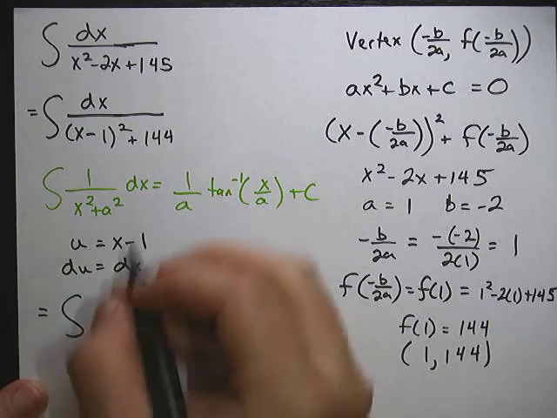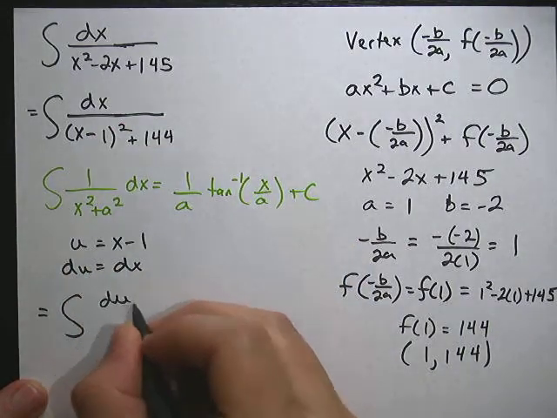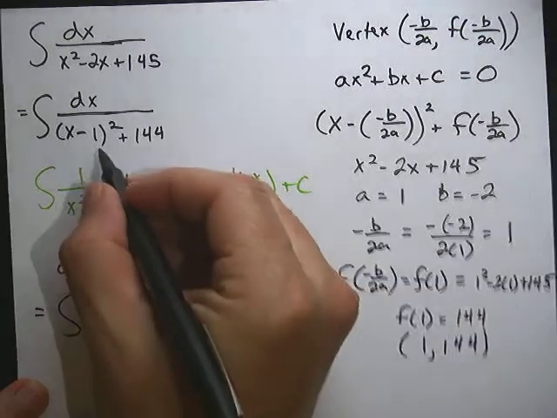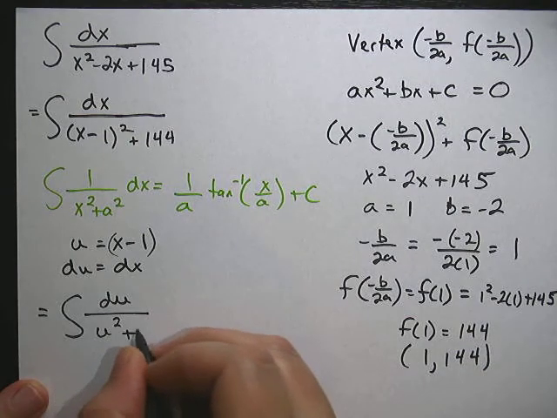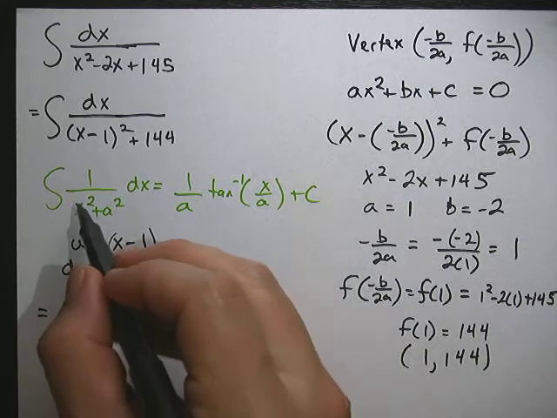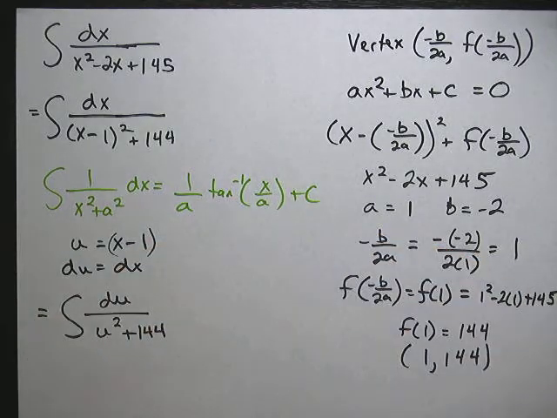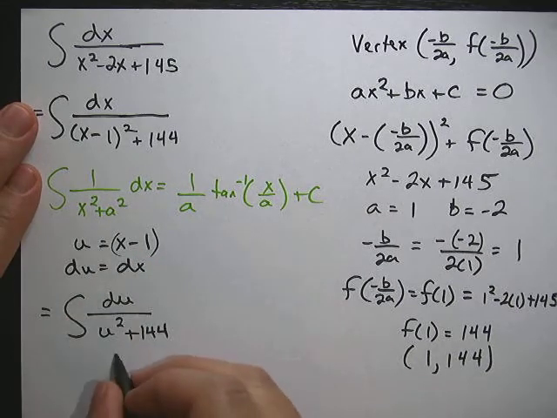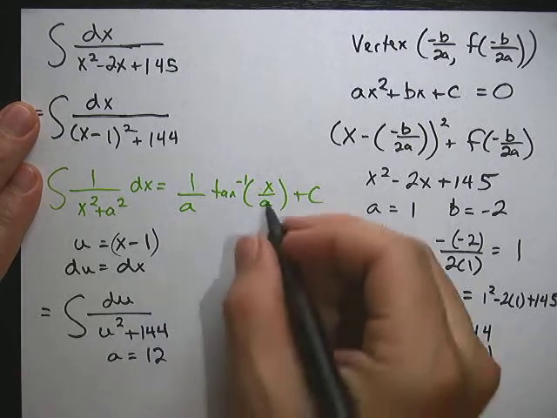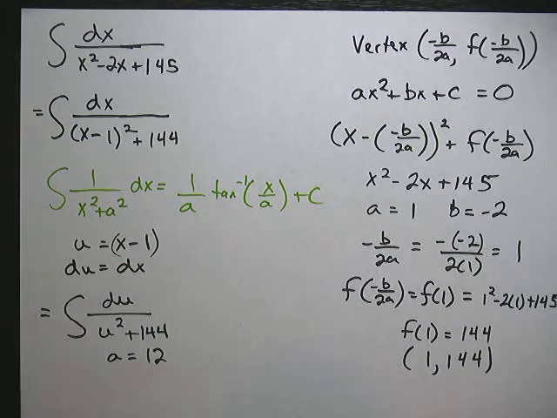We exchange the dx for the du: du over, instead of x minus 1 squared, u squared plus 144. Now it looks a lot more like the formula. The only difference is our variable is u, but that won't matter at all. We could rewrite the formula with u, and that would be fine. So we have that our a is equal to 12.